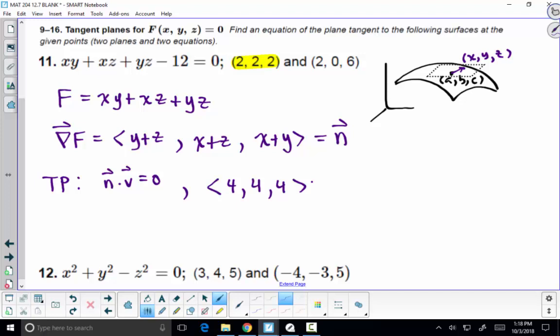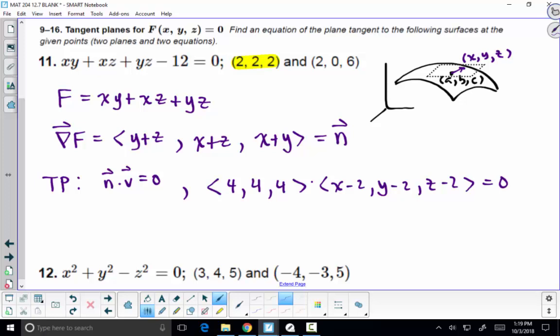So I'm plugging in 2 for each of the x, y, and z's, adding them together. And then our displacement vector is x minus 2, y minus 2, z minus 2. And we set all that equal to 0. So there's our plane. So parent function gradient, substitute the point to get the particular normal. This is normal at every point on the surface, so we want to find the particular normal at that point on the surface.